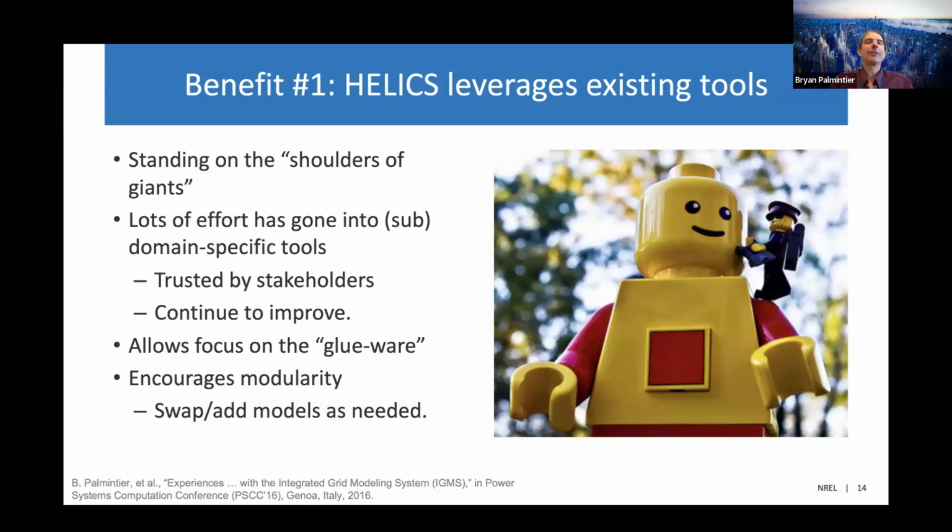And that allows us to take advantage of all the effort that's gone into these subdomain tools, that they're trusted by stakeholders and already in use. There are people who know how to build the models, and those data sets exist. Those can continue to improve, but we can then focus on the glueware that pulls these pieces together and allows this co-simulation to happen. This also enables modularity, which is the idea that you could trade out, let's say initially you were using one power flow model or production cost model, you could trade that out for a different tool without necessarily changing the rest of the co-simulation ecosystem.